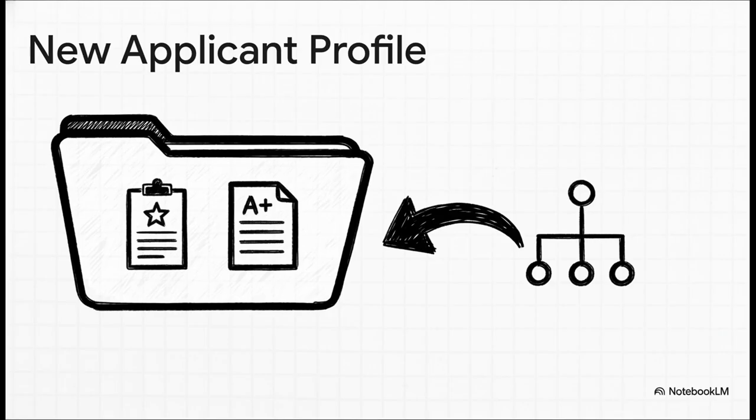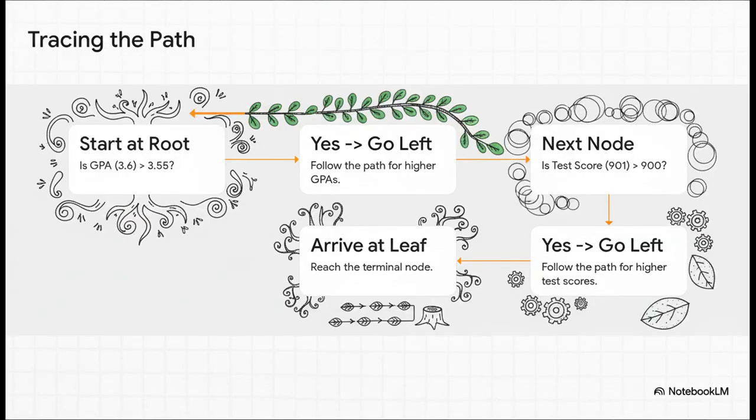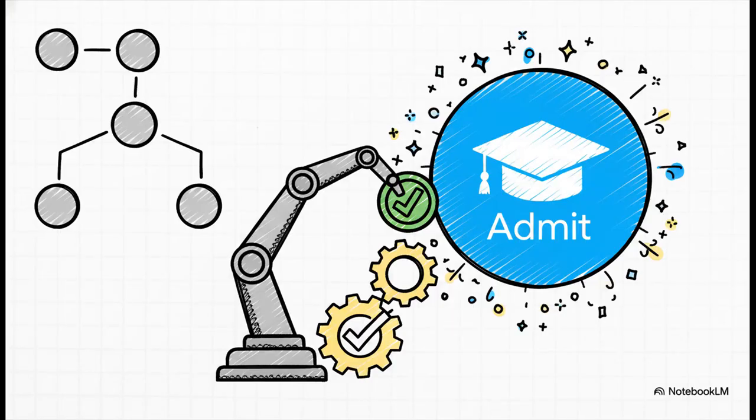Let's trace it out. Okay, step 1, we start at the top, the root. Is their GPA of 3.6 higher than 3.55? Yep, so we head down the yes path. That takes us to our next question. Is their test score of 901 higher than 900? Yes, it is. So we follow that yes path to the very end. And we land right on a leaf node. And what does it say? Admit. There's our prediction. It's a clear, totally automatic decision-making process that's based only on the patterns the tree found in the data. Pretty cool, right?